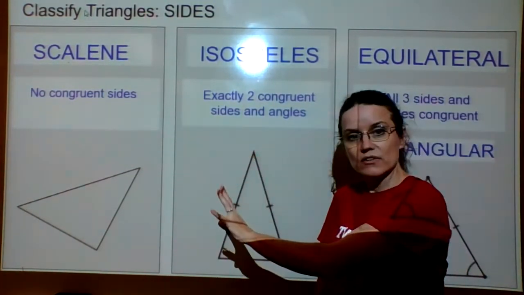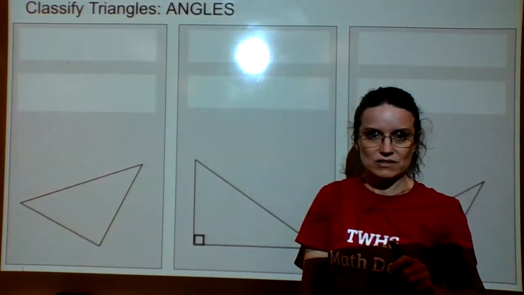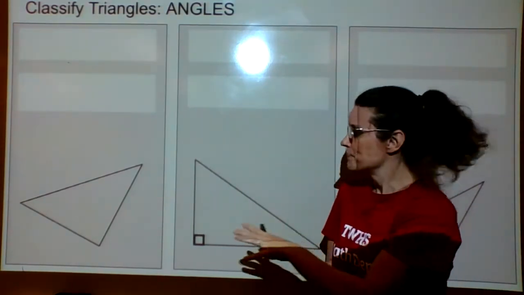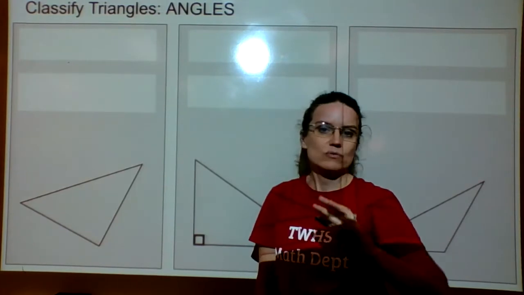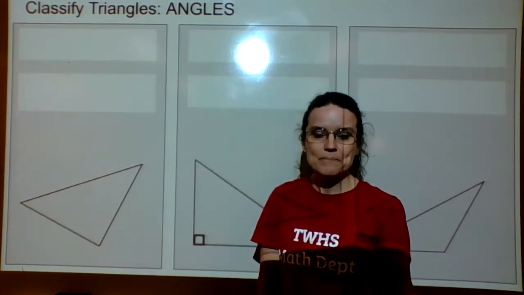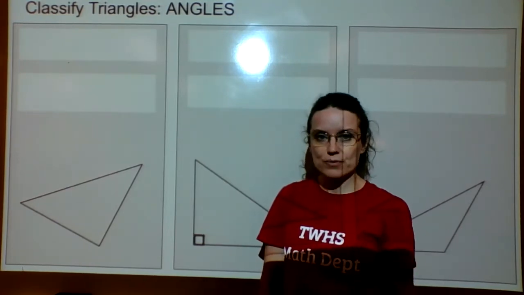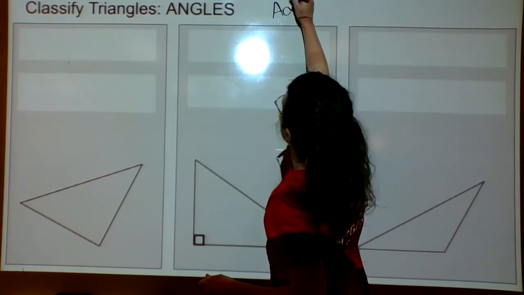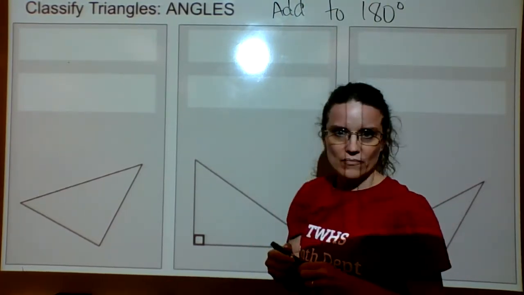And that's going to lead us into the next way we can classify our triangles. We can focus on looking at the sides, or we can focus on looking at the angles. So now we're going to ignore how long everything is and talk about the angles. Here, I don't have any angles marked as being congruent. I don't know anything about how big they are, but in every triangle, all three angles together will always add to 180 degrees.